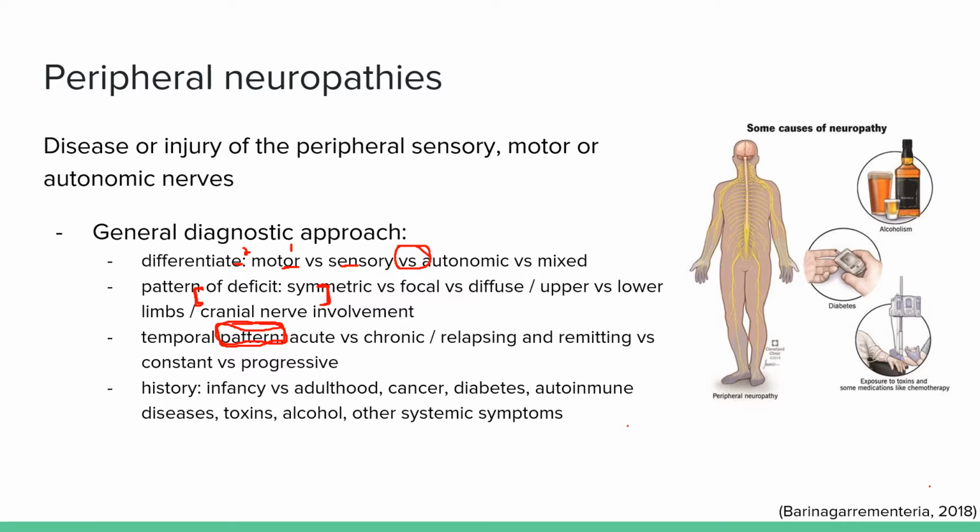Also, if there is a history of cancer or diabetes, it's important to know this. Also autoimmune diseases, because there is a strong correlation of some of these neuropathies with autoimmune diseases. Toxins, lithium intoxication, organophosphates intoxication, etc. Alcohol intoxication is also a cause, an etiology of these neuropathies, and other systemic symptoms.